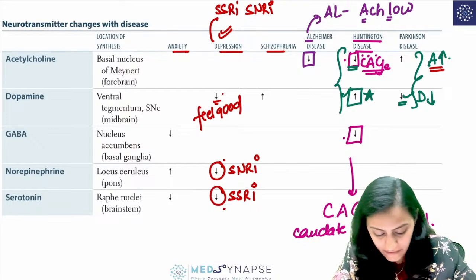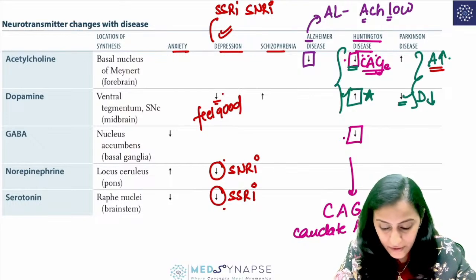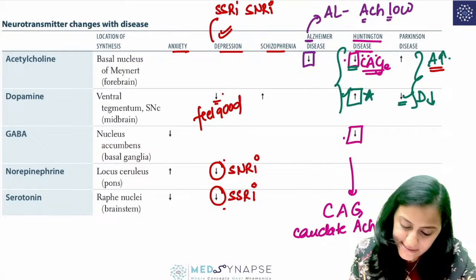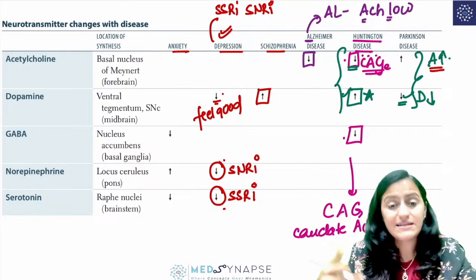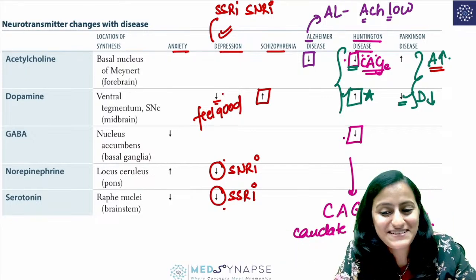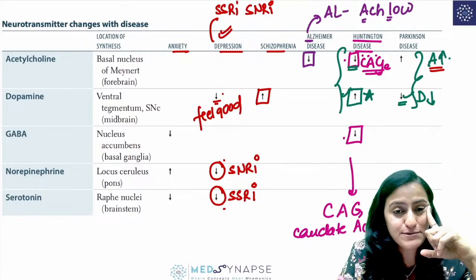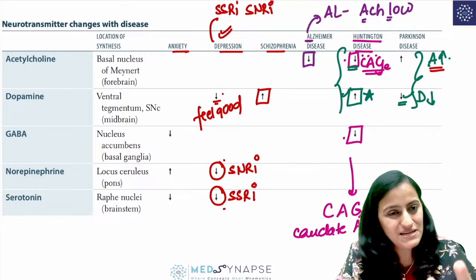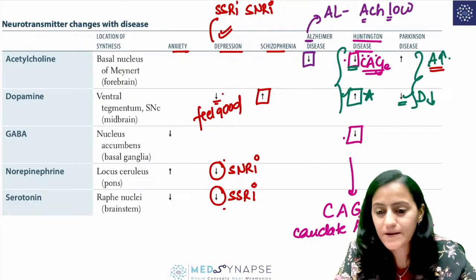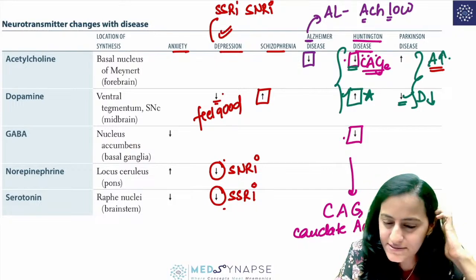Clear with everyone? Now going to schizophrenia, what is happening in schizophrenia is dopamine is increasing. Myra, do not confuse bupropion with buspirone. Buspirone is an anxiolytic. So that is your anxiolytic.